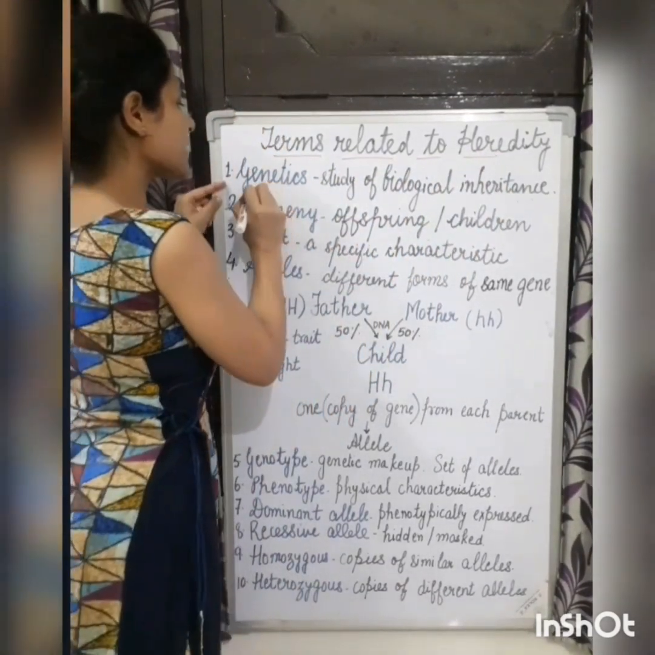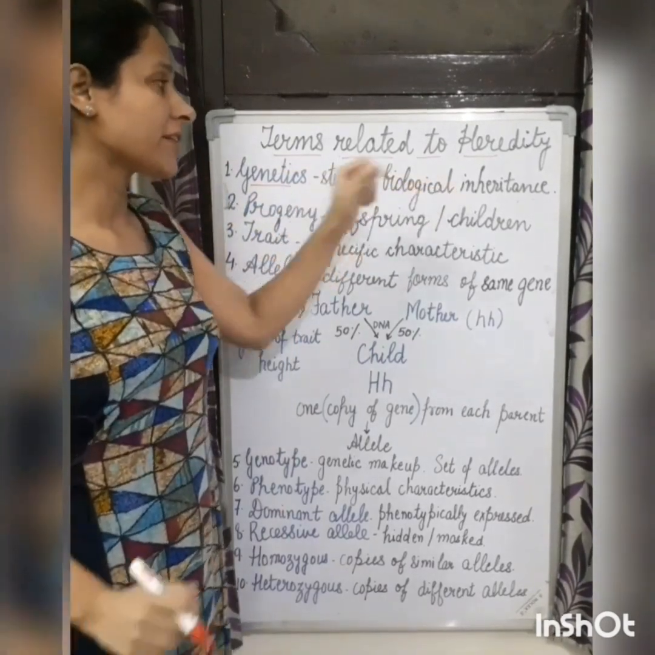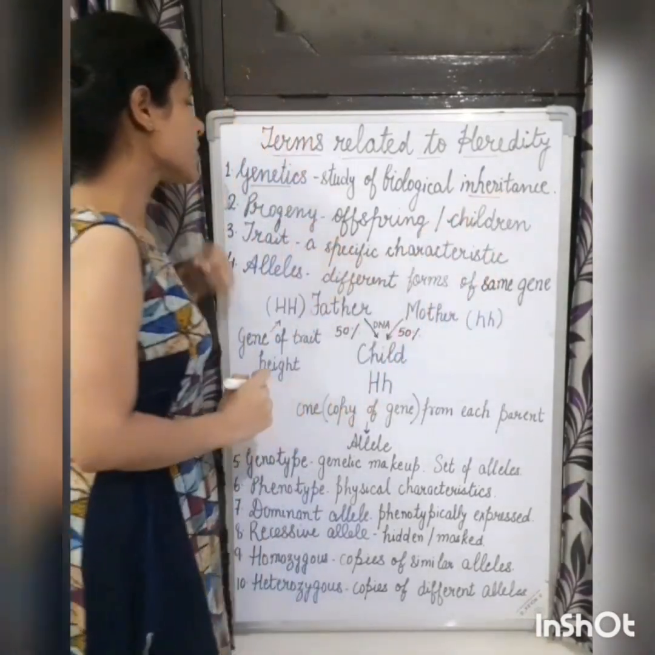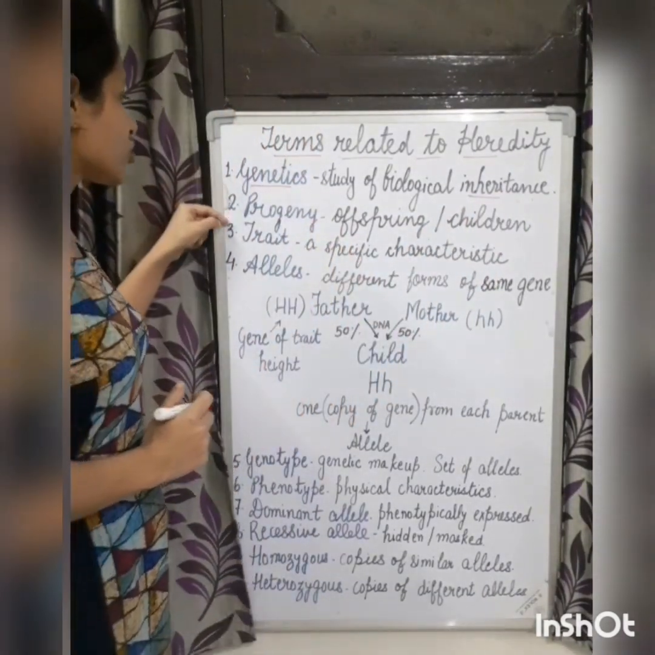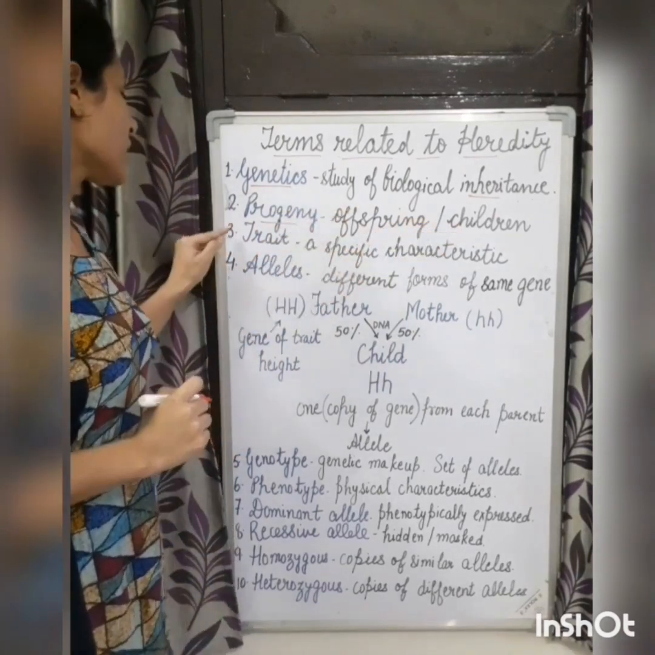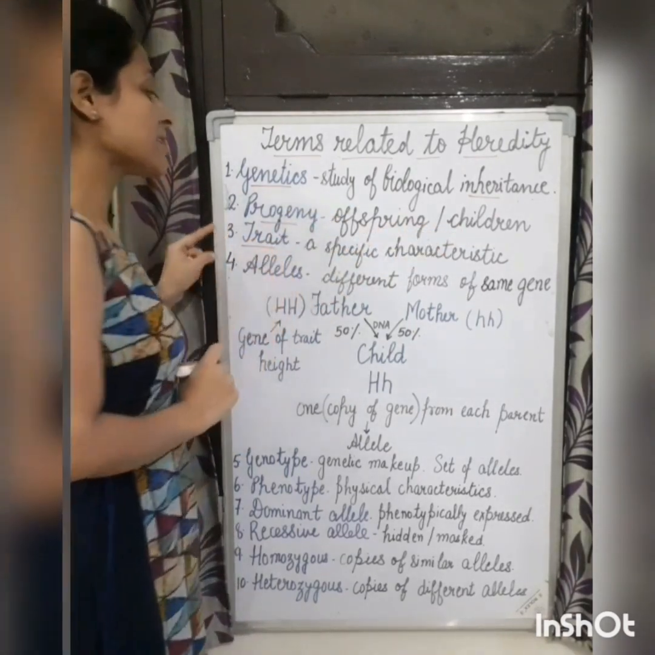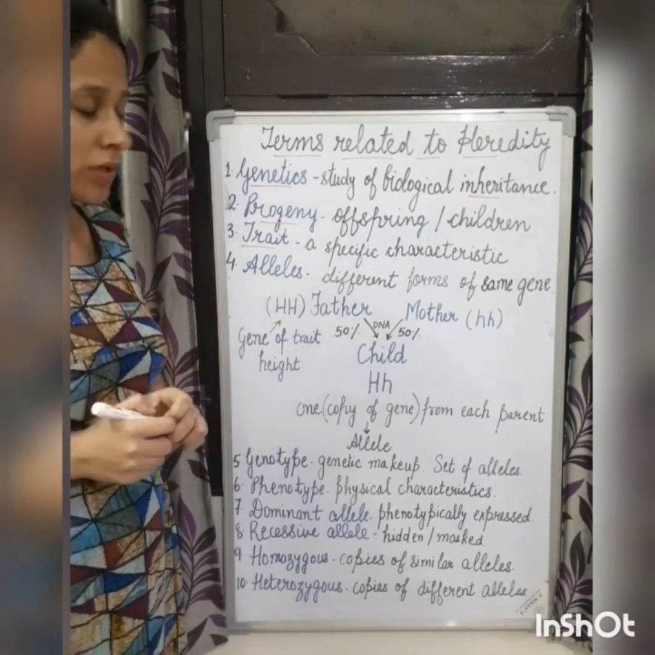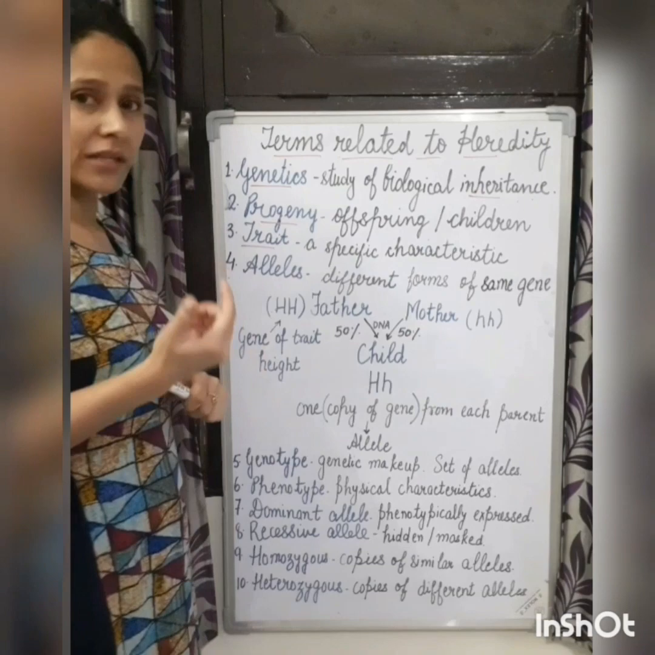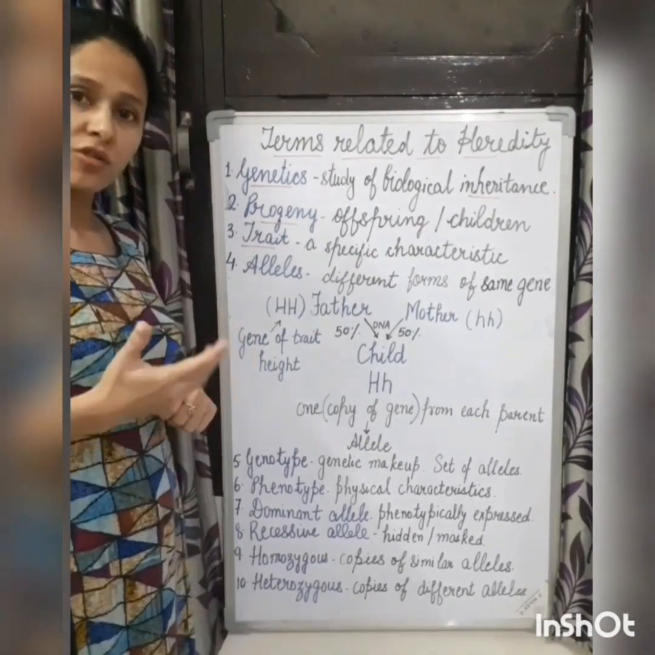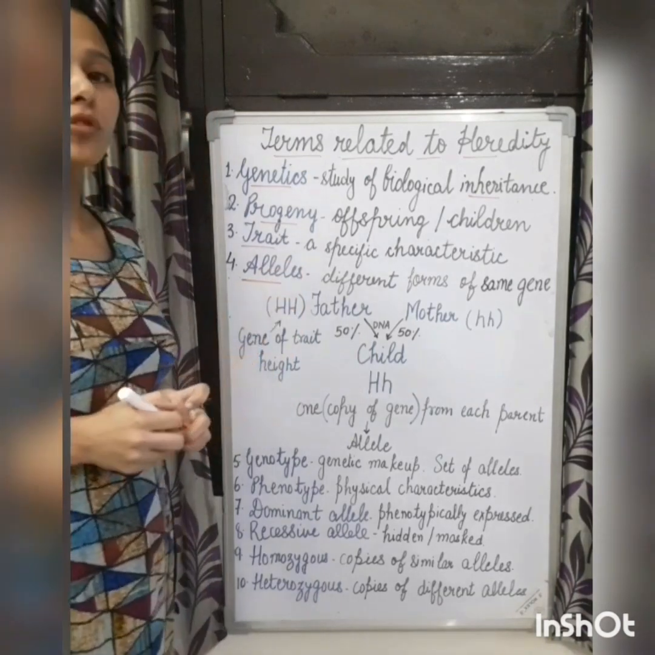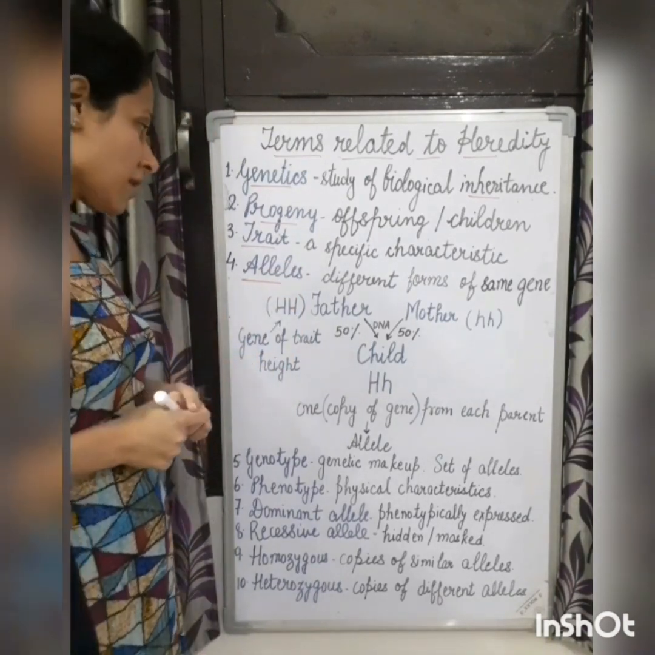First is genetics. The study of biological inheritance, that is the study of passing of characters from parents to offspring, is called genetics. Progeny is another term for offspring or children. Third is trait. Trait means a specific characteristic in an individual. For example, if we talk about the characteristic height, the trait of this character is either tallness or shortness. Fourth is alleles. Different forms of the same gene are called alleles.